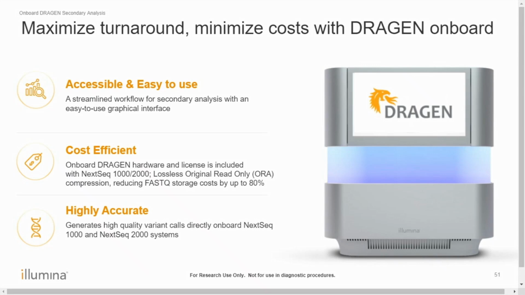So to summarize here, you can maximize turnaround and minimize costs with DRAGEN onboard NextSeq 1000-2000. It's accessible and easy to use secondary analysis, it's cost efficient, and it's highly accurate, generating high-quality variant calls directly onboard your sequencer. And with that, I'll pass it over to Sam.